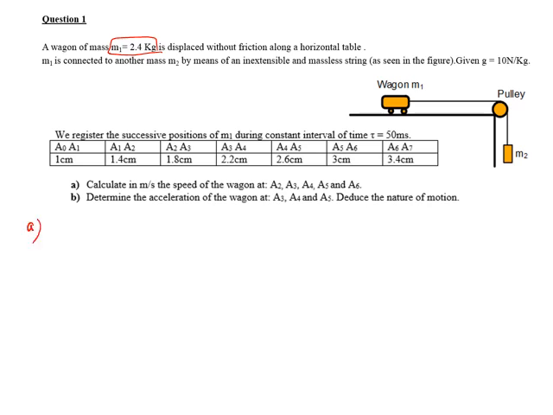Part A. Calculate in meter per second the speed of the wagon at A2. At A2, V2 is approximately V13, equal to A1A3 over T3 minus T1. A1A3 is the distance from A1 to A3, so 1.4 plus 1.8, 3.2 centimeter, multiplied by 10 power minus 2 meter. T3 minus T1 is 2 tau.